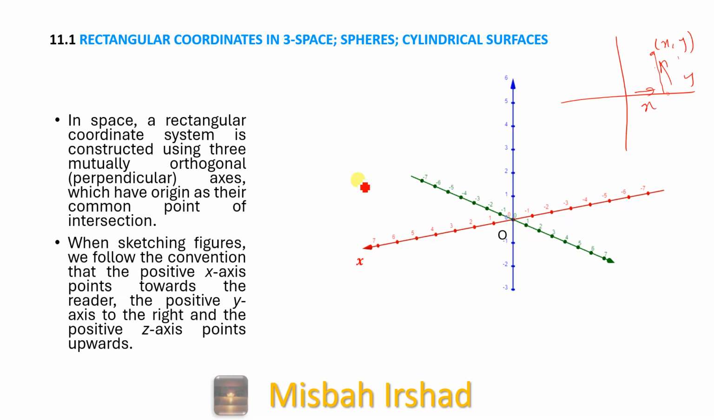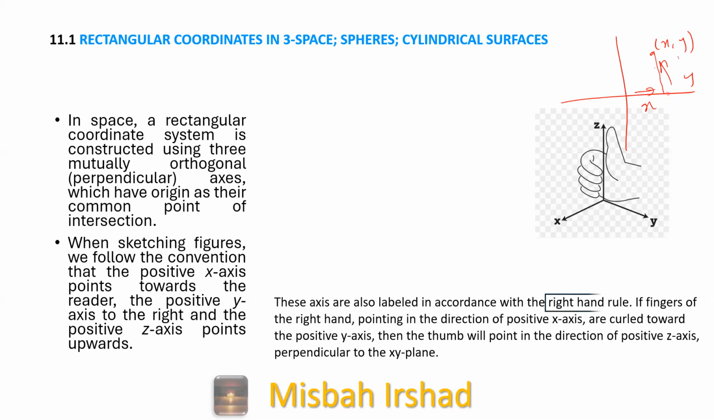And usually we point the x-axis towards the reader. On the right, we have the y-axis and the z-axis is pointed upwards. And this is called the right-hand rule to represent this 3-space. We can also use the left-hand rule to represent 3-space, where the y-axis is pointed towards the reader.